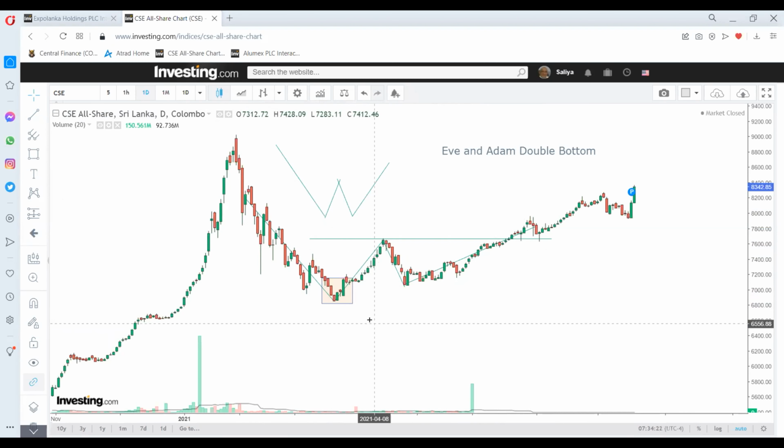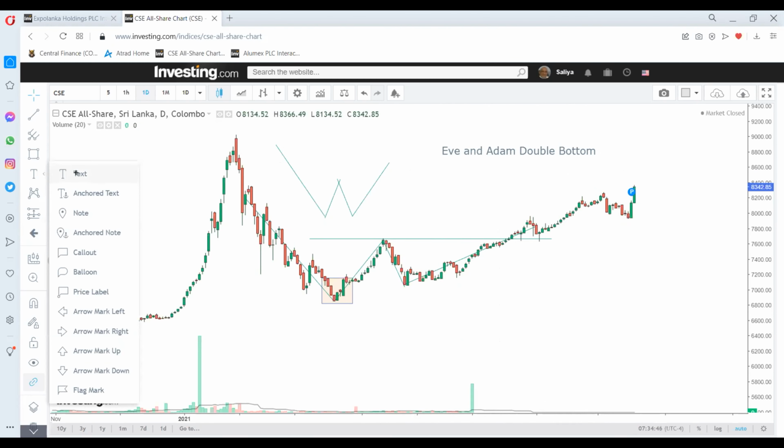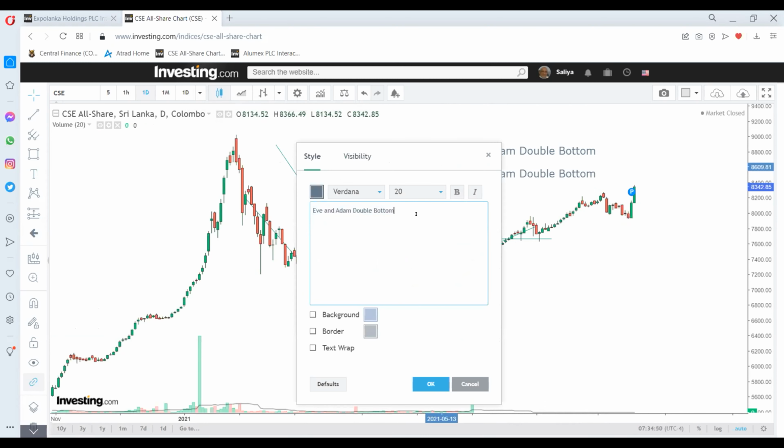Now, the other feature that we need to understand is the projection of a W formation, whether or not it's an Eve and Adam double bottom, or Adam and Adam double bottom, or Eve and Eve double bottom. Let's say you can have an Adam and Eve double bottom. You can have an Adam and Adam double bottom. Also, you can have an Eve and Eve double bottom, right?